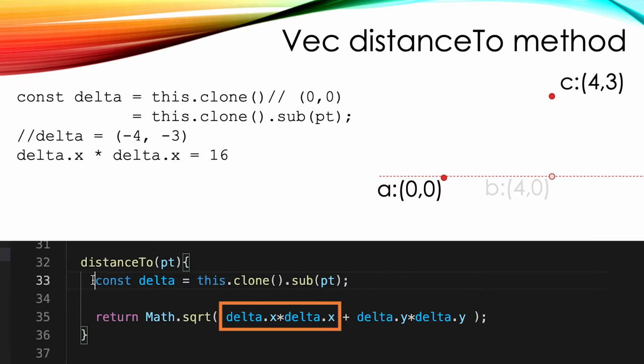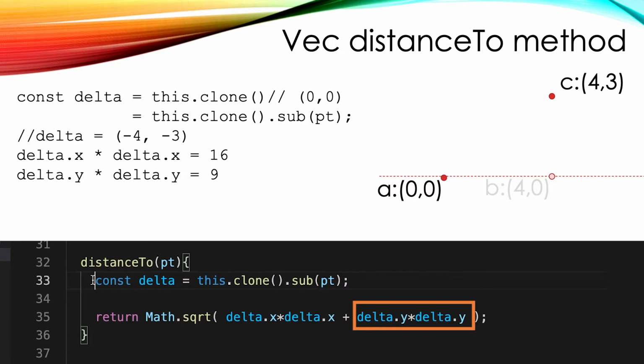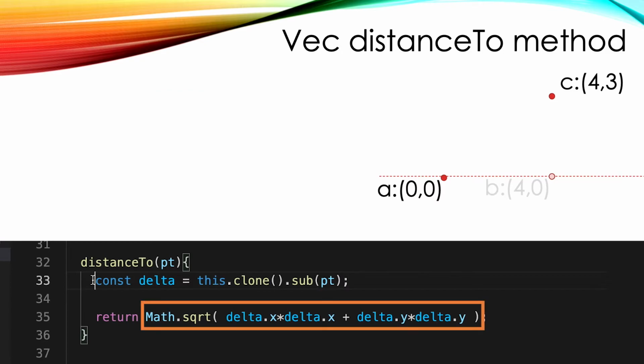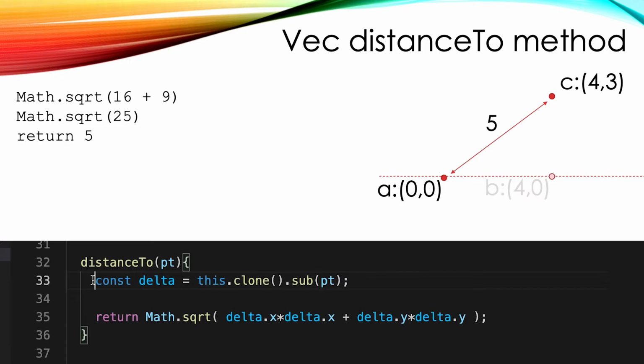We multiply -4 by -4 getting 16, then add -3 times -3 getting 16 plus 9. I hope you remember that positive times positive is positive, positive times negative is negative, but negative times negative is positive. The value we pass to the math method sqrt, short for square root, is 25, and the square root of 25 is 5. You'll be amazed how often you'll use Pythagoras' theorem to find the distance between 2 objects in a game. The theorem works just as well in 3 dimensions as in 2.